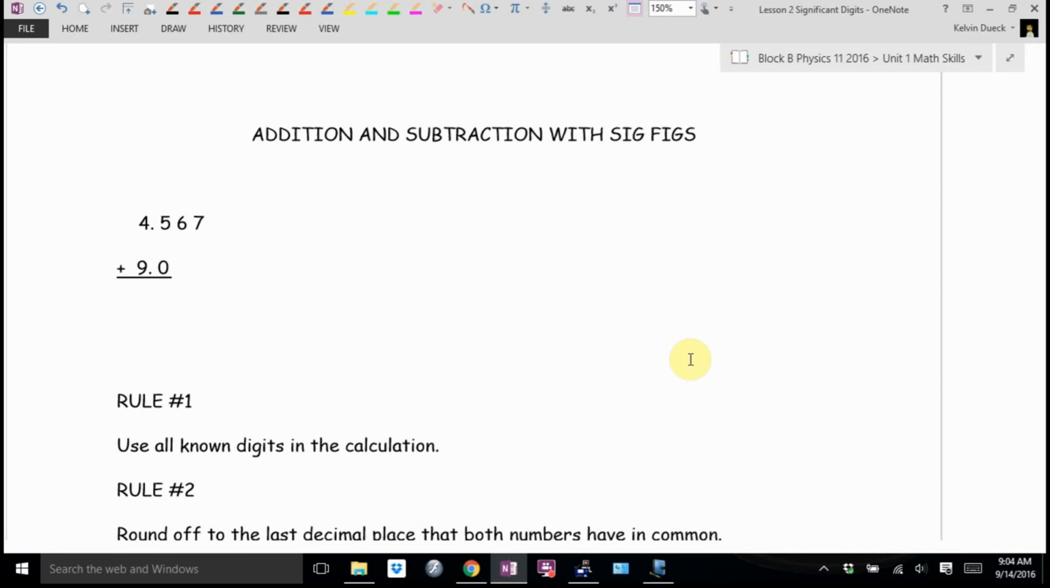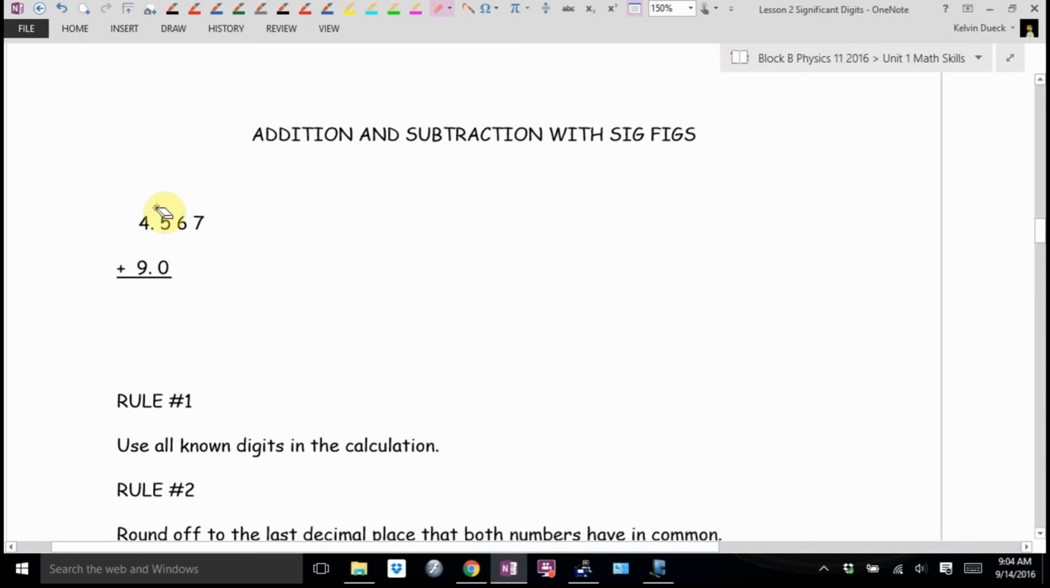Some of you might get good enough to do the adding and subtracting rule for sig figs in your head, but until you get good enough, unfortunately, it usually requires rewriting the question vertically so the decimal points are in line. I did it for you for this one. What if I was adding 4.567 plus 9.0? I would rewrite it vertically so my decimals are in line.